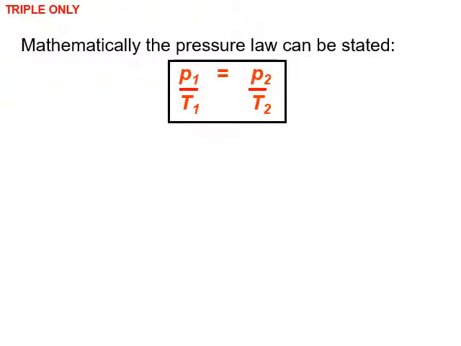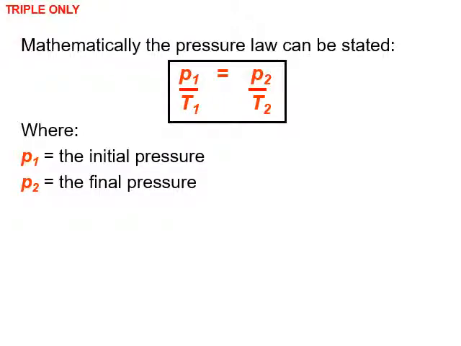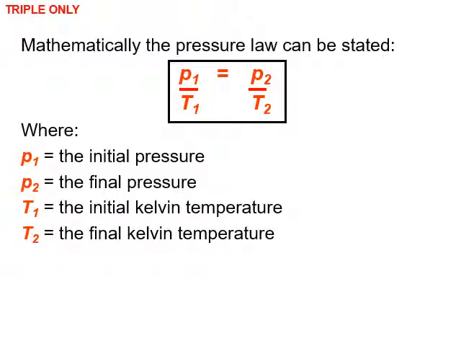We state it like this: P1 over T1 equals P2 over T2, where P1 is the initial pressure, P2 is the final pressure, T1 is the initial temperature in Kelvin, and T2 is the final temperature, also in Kelvin. Be careful with the units.